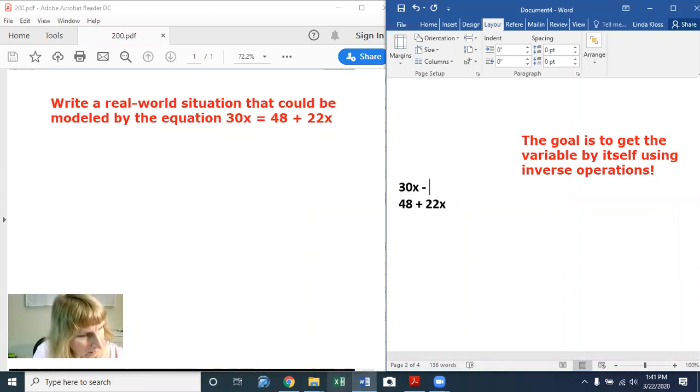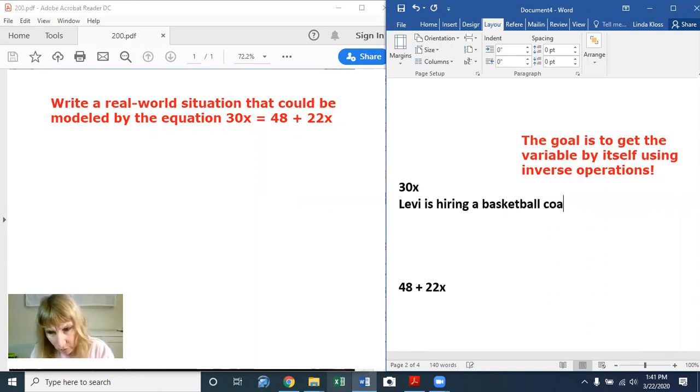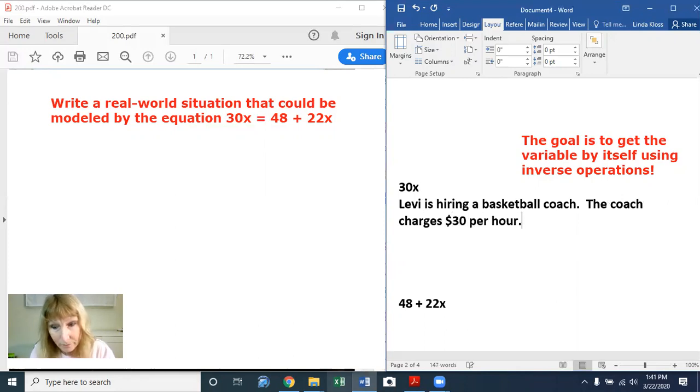And I think I'm going to say that, let's get some room here. For the 30x, we're going to say that Levi is hiring a basketball coach. He's already really good, but he wants to get to be on the NBA. So yeah, he needs the coach. Levi is hiring a basketball coach. The coach charges $30 per hour. Okay, see where I'm going with this?